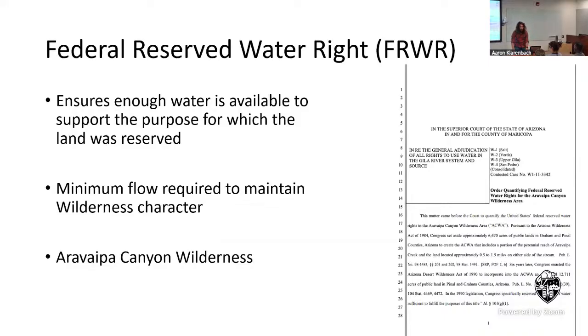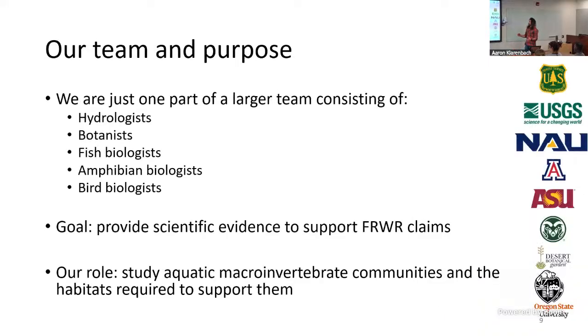So that's what our team has the purpose of setting out and doing. Those of us working on aquatic macroinvertebrates, Justin and myself, are just one part of a larger team consisting of scientists from lots of different disciplines. So we have hydrologists, botanists, and people working with fish, amphibians, and birds. The overall goal is to provide the scientific justification to support those flows for the Federal Reserve water rights. And specifically for us, we are going to study the aquatic macroinvertebrate communities and the habitats required to support them.